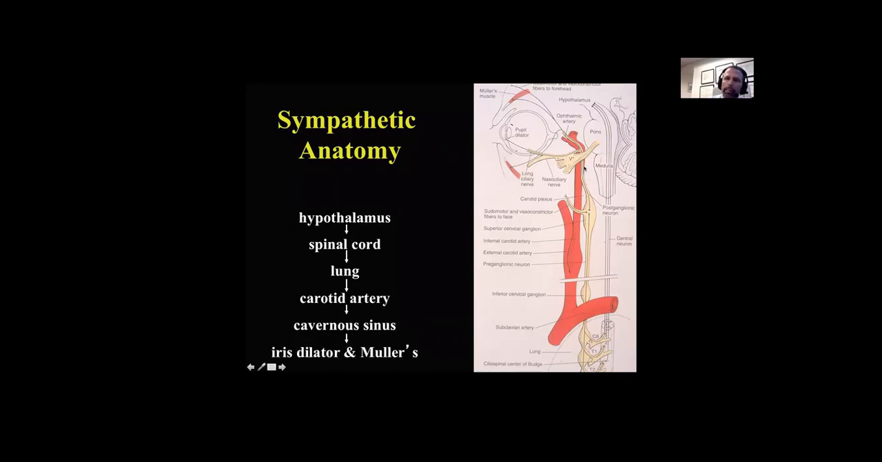For a short time, these fibers travel with the sixth nerve, the abducens nerve, prior to jumping over to V1 of the trigeminal nerve, and then onward to both the pupil dilator muscle, the Mueller's muscle, one of the weak elevators of the upper lid, and also to a muscle in the lower lid, also known as Horner muscle.